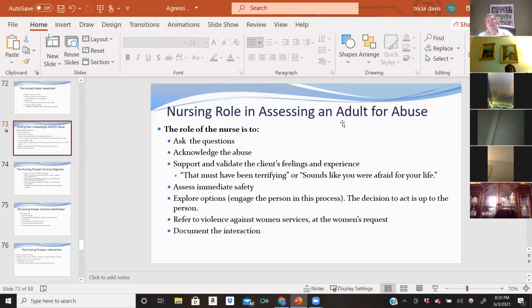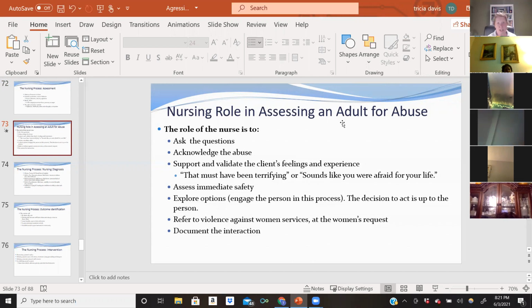All right, so when we're assessing adults for abuse, the role of the nurse is to make sure that we ask questions in a gentle, caring way. If the patient does admit that there's something going on, then we have to acknowledge the abuse. Even if, say, maybe it happened 3 months ago and there's no physical signs that you're seeing right now and the patient emotionally appears to be fine, you still want to acknowledge the abuse and listen to what the patient has to say.